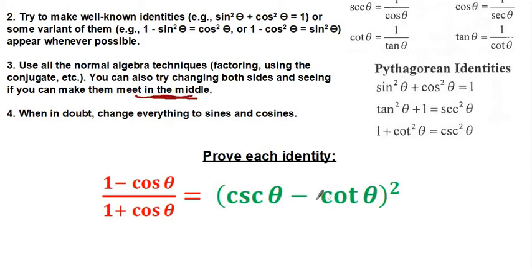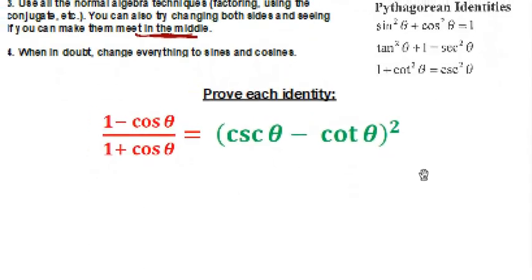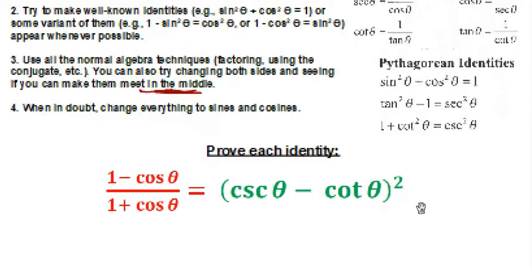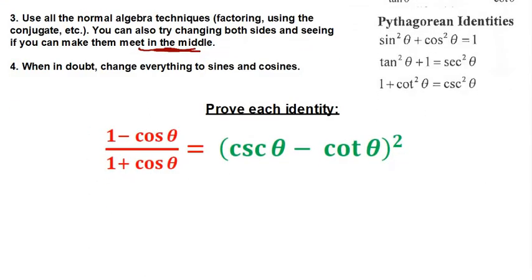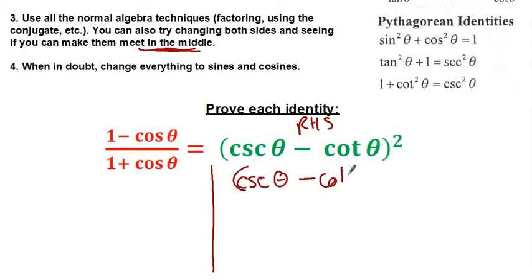Okay, so let's start with the right side. Hypothetically speaking, we might not be exactly sure what to do with the left side. Let's start with the right side, and we will square things, because strategy 3 says use all the normal algebra techniques. Well, in algebra, when you have something being squared, you would just go ahead and square it. So cosecant of theta minus cotangent of theta, and then squaring means multiplying it by itself. So we will put those side by side, and then we'll FOIL this out.